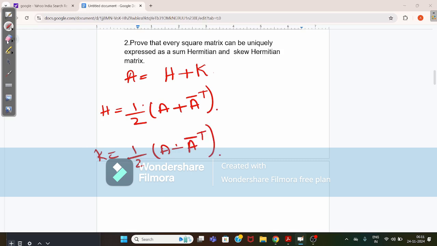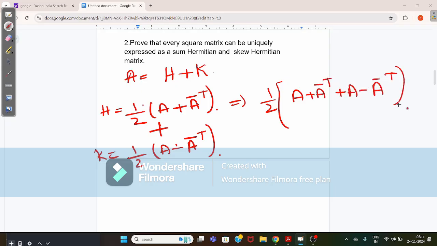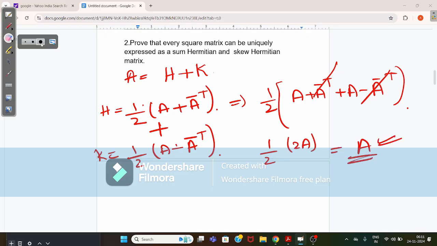So add these two. Taking half common, we get half of A plus A conjugate whole transpose plus A minus A conjugate whole transpose. So this value gets cancelled out. So half into 2A is equal to A. Hence the required matrix you have got. Or else you can take an example and solve the problem.